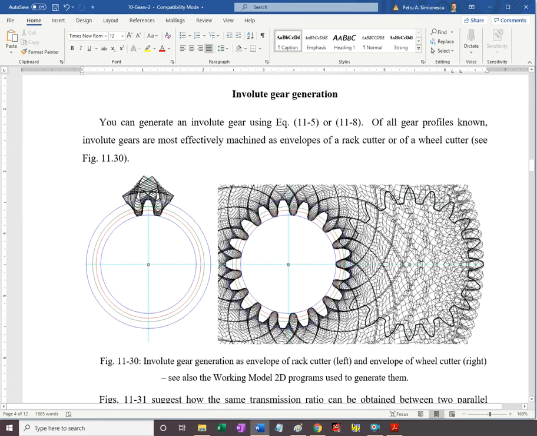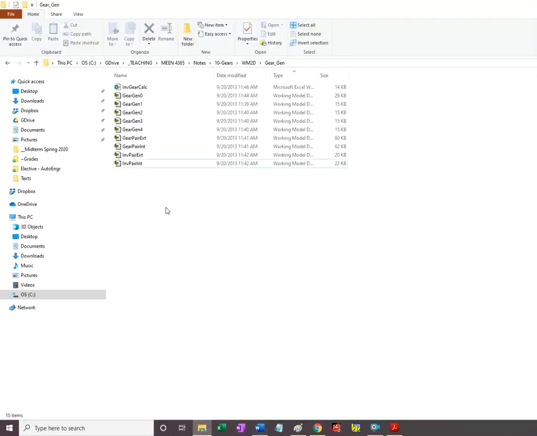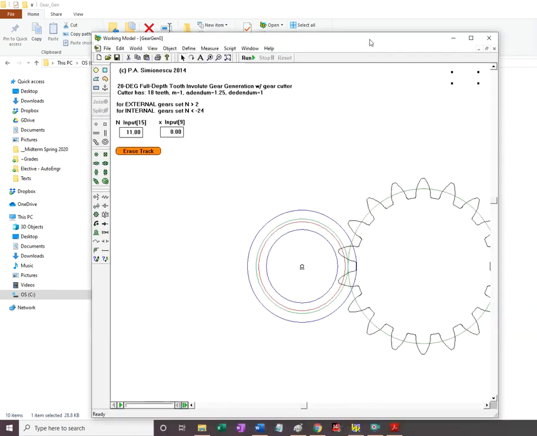We discussed gear generation, and we looked at just the gear tool used on a shaper machine. The one that's first explained in lectures is using the rack tool. So I'm going to go to my working models. This is the one that you saw last time.